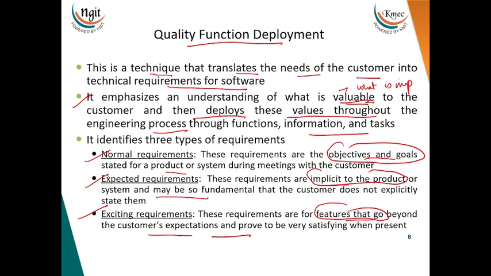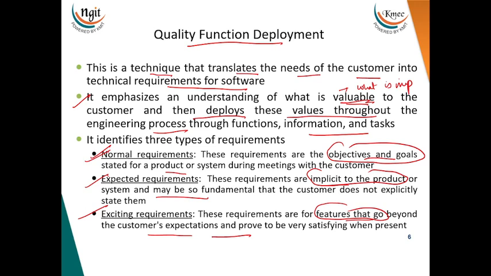And identify three types of requirement. There is the normal requirement, what are the objectives, what are the goals of that one. The expected requirement, how you are going to implement it in the product, and what may be the fundamentals of it. We have objective, normal requirement, and goal. The second is the expected requirement, which is implicit in the product, and the third one is the exciting requirement: what will be the future beyond the customer expectation, and you prove that point.